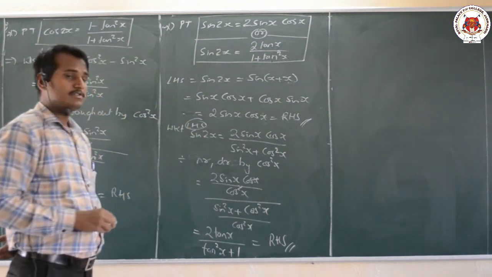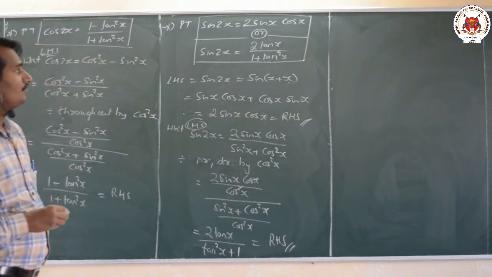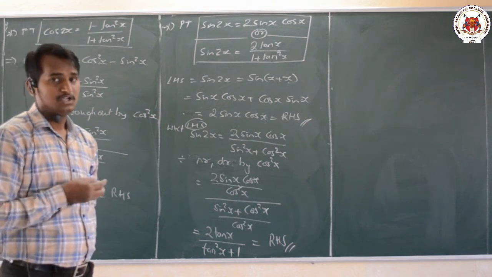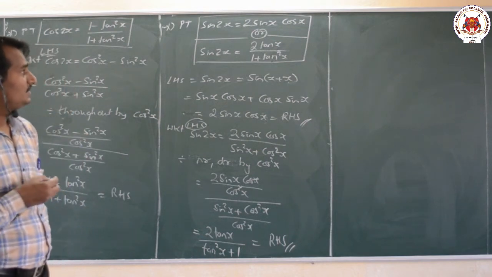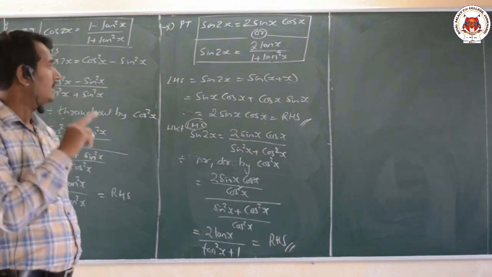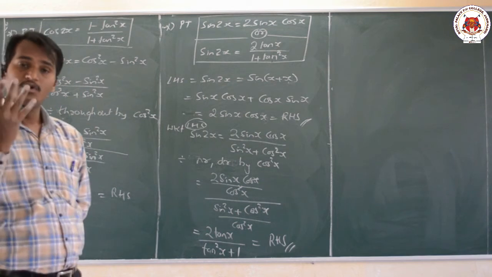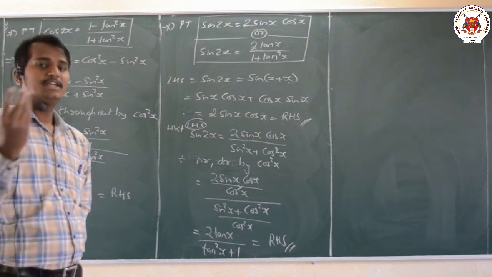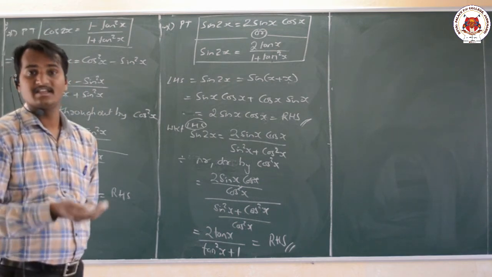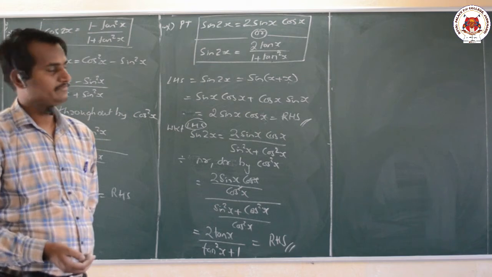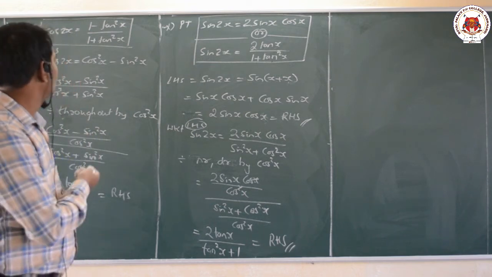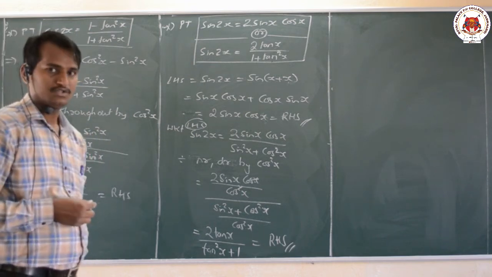Dear students, this is nothing but our derivation of sin 2x as well as cos 2x. For sin 2x, 2 formulas are there, whereas for cos 2x there are nearly up to 4 formulas. Any one we can use as and when necessary in our required problems. Okay, dear students, that was all about sin 2x and cos 2x.